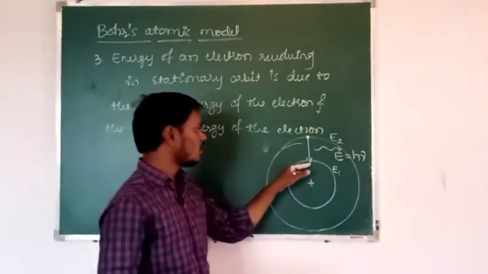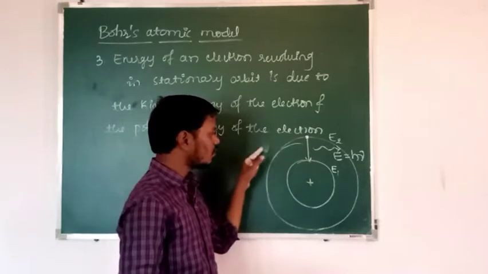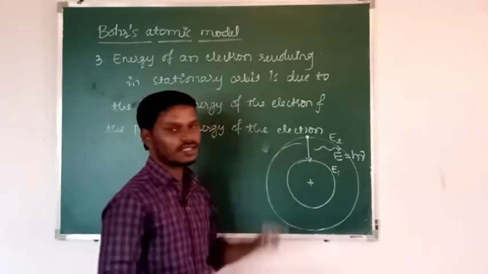So that energy, the energy given to the electron in this orbit, that is equal to E2 minus E1.